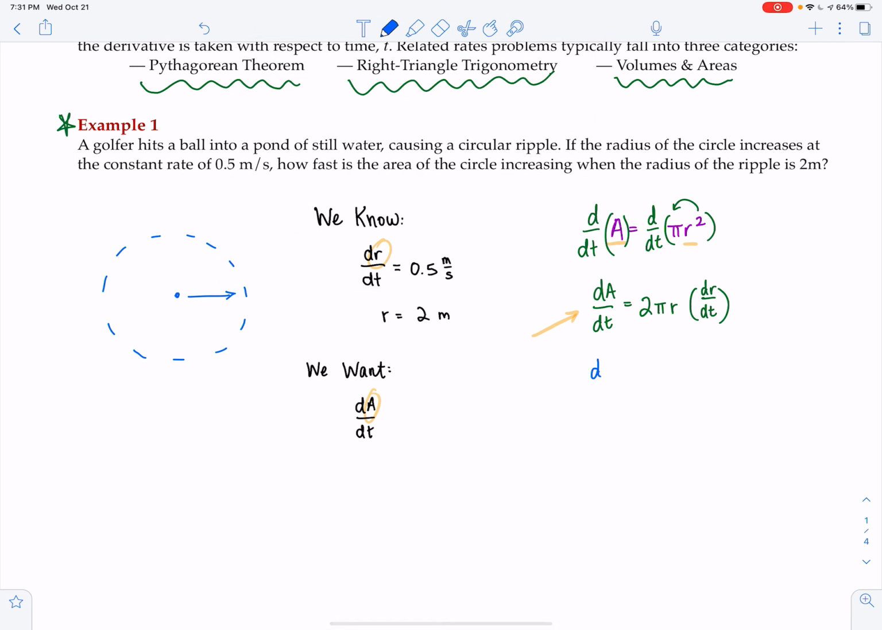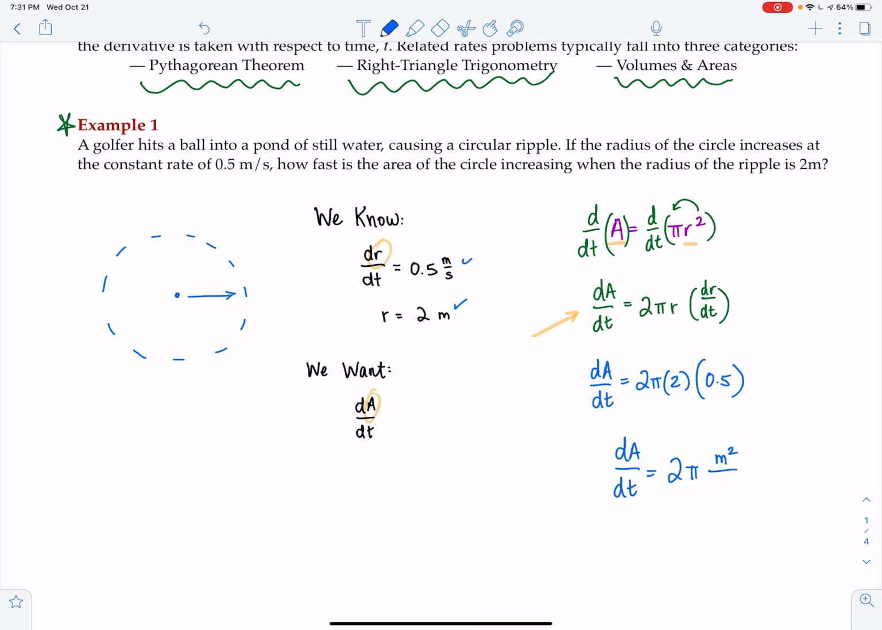So watch this, dA over dt is equal to 2 pi. Our radius in this particular situation is 2, and dr dt is 0.5. And when I multiply all that out, I get dA over dt is equal to 2 pi. The one thing we really need to be mindful of here are the units. Because this is area over time, our area is going to be in meters squared.